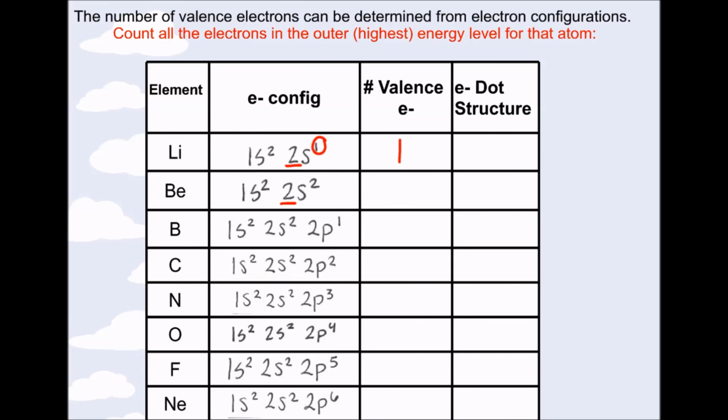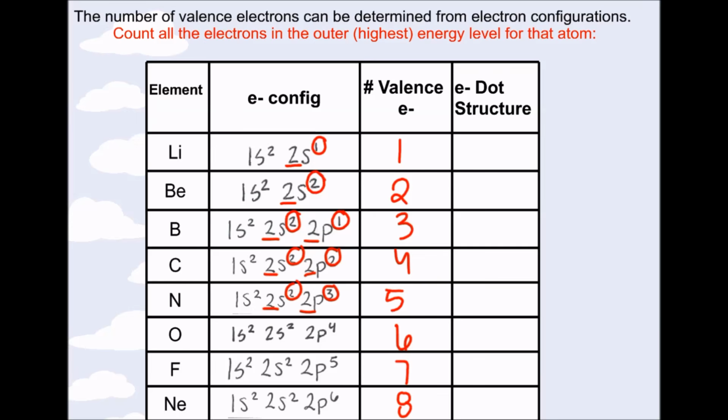Beryllium, 2 is the outer energy level with 2 valence electrons within it. For boron, 2 is the outer energy level. Now it's in the S and the P sublevel, so we have to add those electrons together. That's 3 valence electrons in the outer energy level. So this pattern continues. With carbon, we've got 4. With nitrogen, we have 5, oxygen 6, fluorine 7, and neon has 8.